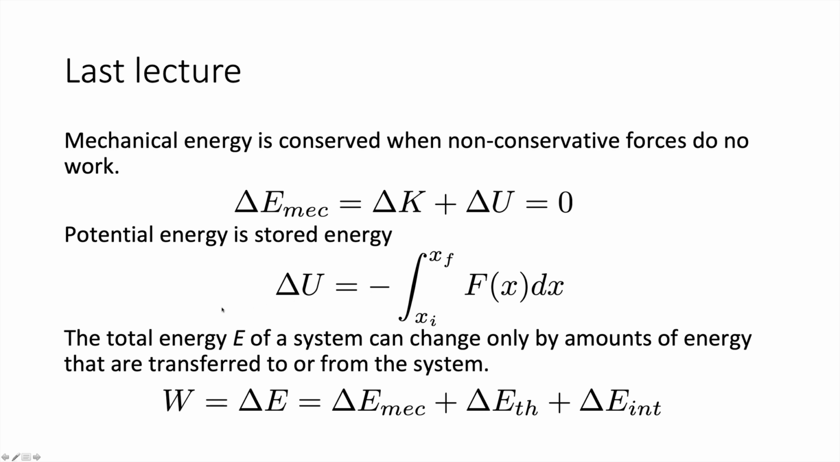So we said the total energy, E, of a system can change only by amounts of energy that's transferred to or from the system. So if we do work on the system, then we're adding energy to it, and that leads to a change in energy, which is equal to the change in the mechanical energy, plus the change in the thermal energy, which is generally work done against friction, plus the change in the internal energy, which we'll learn more about in the thermal topic.